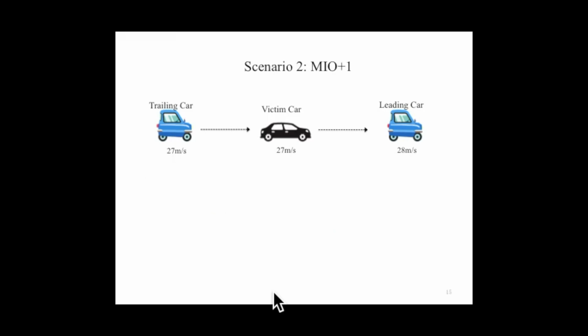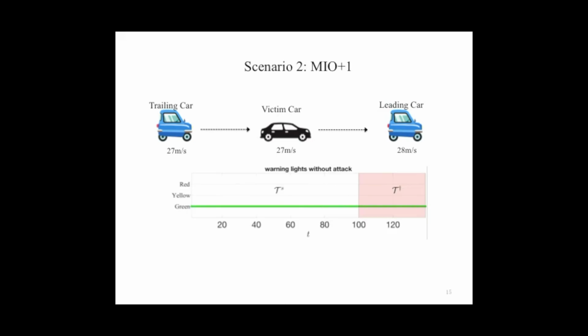Our second scenario is called MIO plus 1. There are 3 cars: the victim car, the leading car, and a trailing car. In this case, the leading car is faster than the victim car, and it's moving away slowly with relative velocity 1 meter per second. The trailing car is behind the victim car and has the same velocity as the victim car. Without attack, there will be no danger, and the FCW produces a green light consistently.